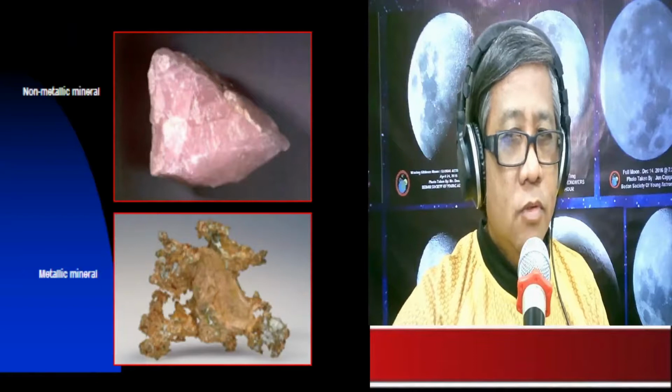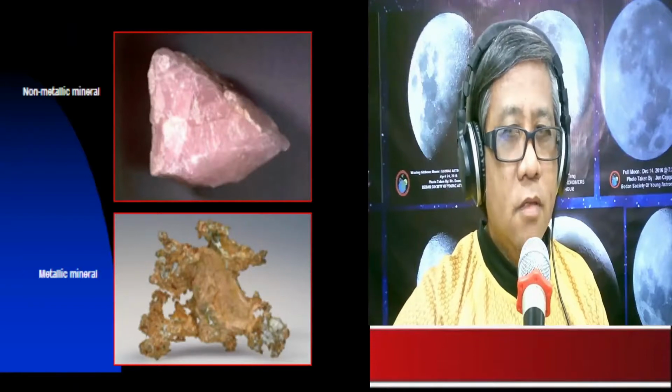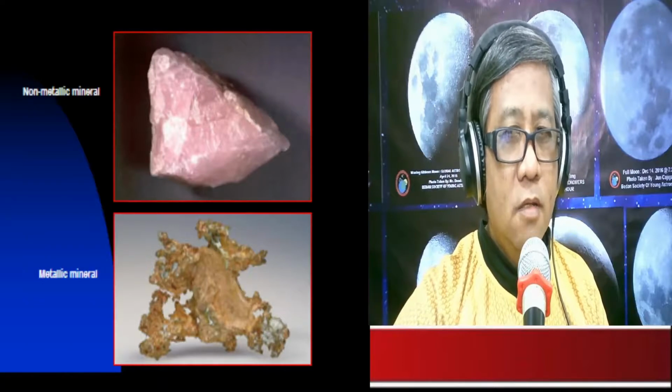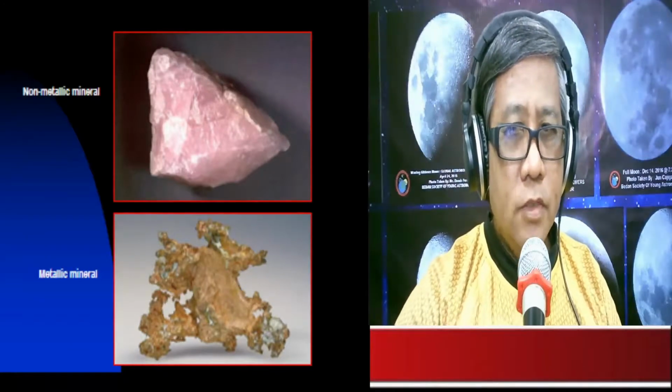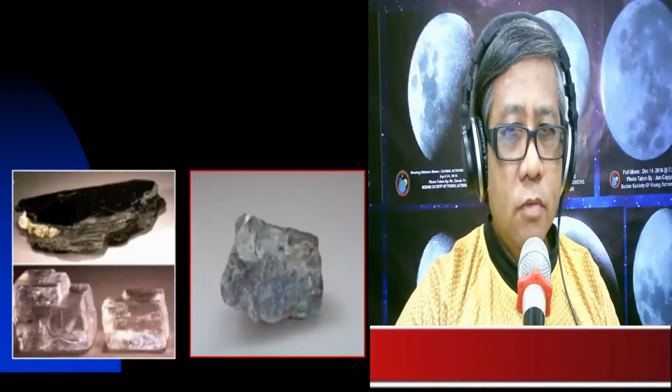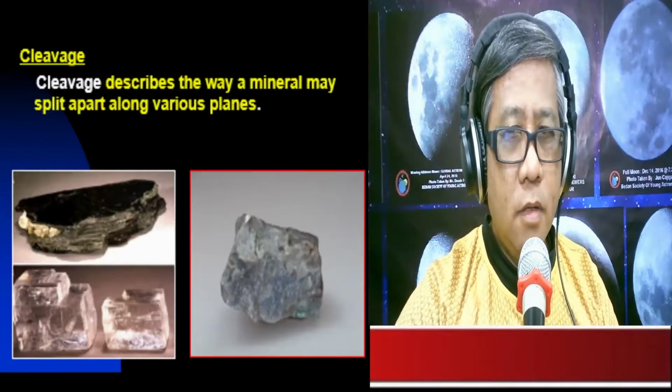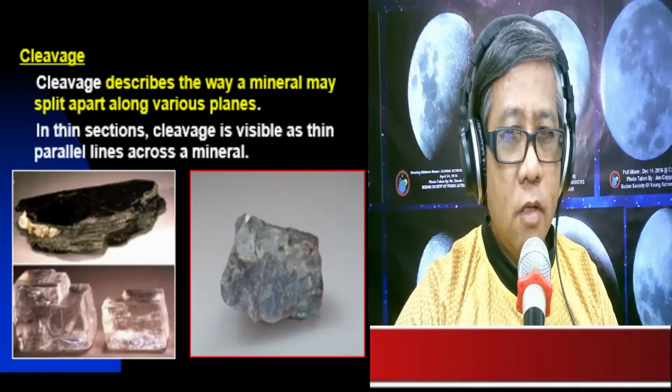Luster refers to the amount of light reflected off by a mineral. So we can classify minerals as metallic, that is shiny, or non-metallic, which is dull. Now, another physical property exhibited by most minerals is cleavage. Now, cleavage describes the way a mineral may split apart along various planes, or in thin sections. Cleavage is visible as thin parallel lines across a mineral.